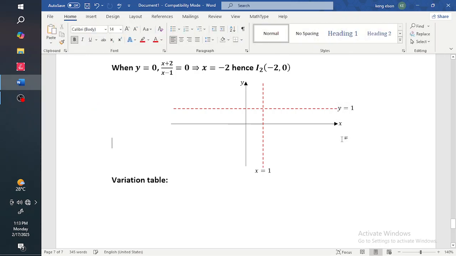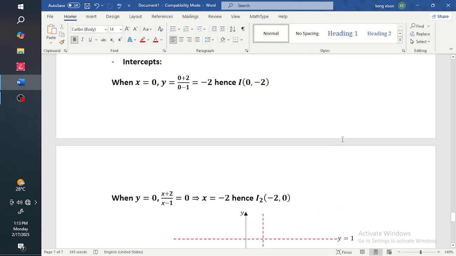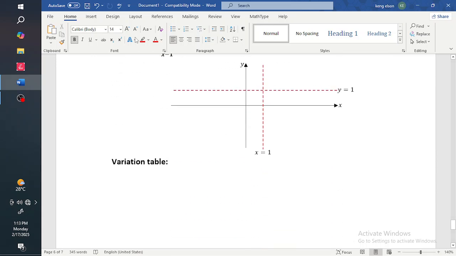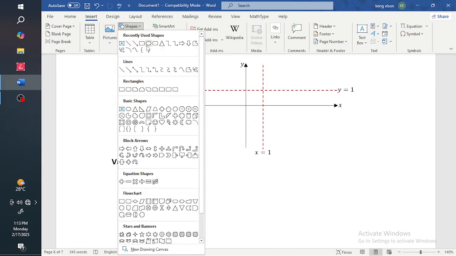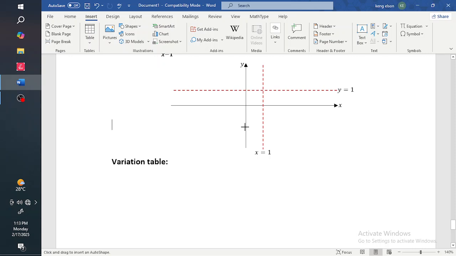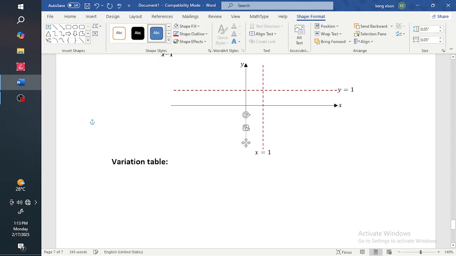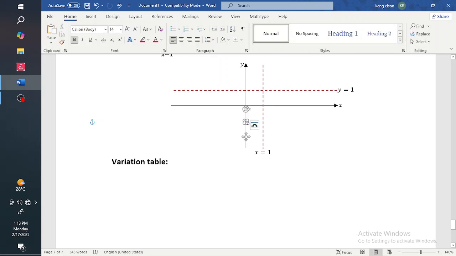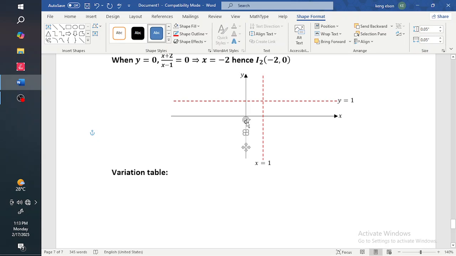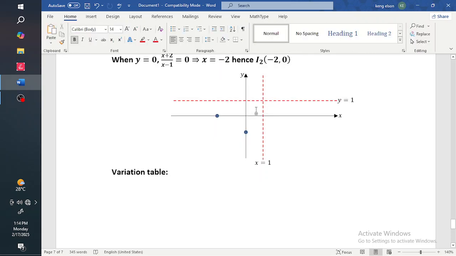Now the next thing is my intercepts. I have two intercepts. When x is 0, y is -2. So I look for the point (0, -2). It's on the y-axis, so (0, -2) could be somewhere down here, for example. That is my first intercept. Then the next one is (-2, 0). That is when x is -2, y is 0. So it's going to be on the x-axis, maybe somewhere here. This is just an approximation. So we have all of this. Then without the variation table, how do you come out with your graph?